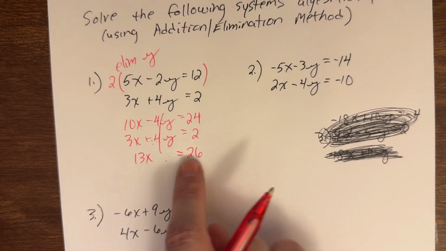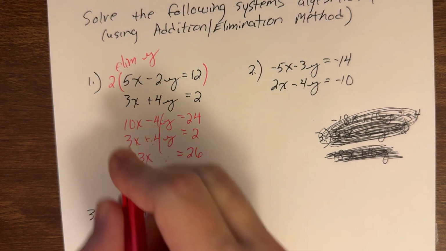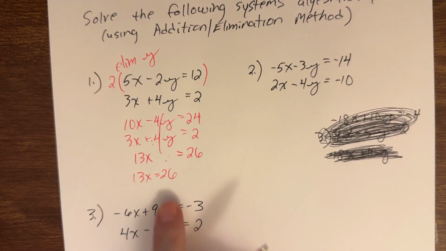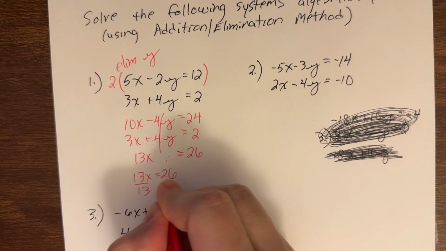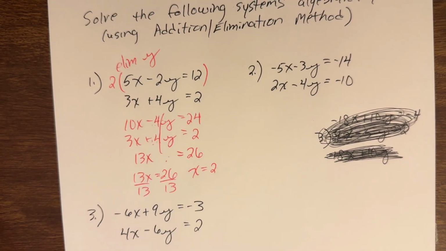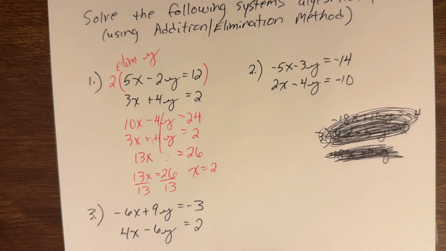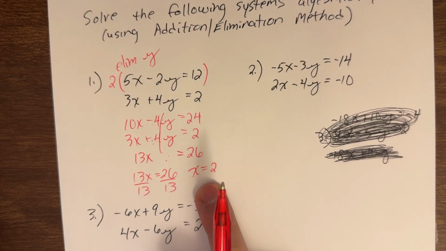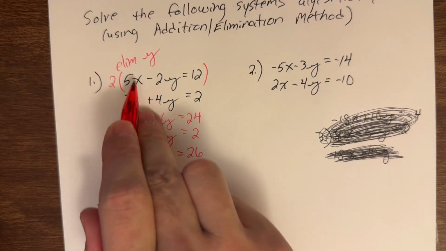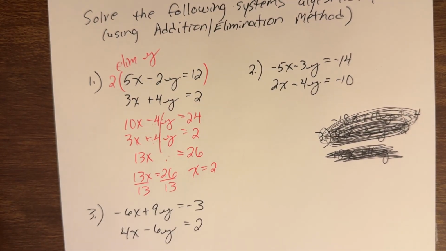Now I've got one equation, one variable. I've got 13x equals 26. Solving for x, I'll divide both sides by 13, and I will get x equals 2. Now that I've got x, pick an equation, plug in the value for x, solve for the corresponding value of y.